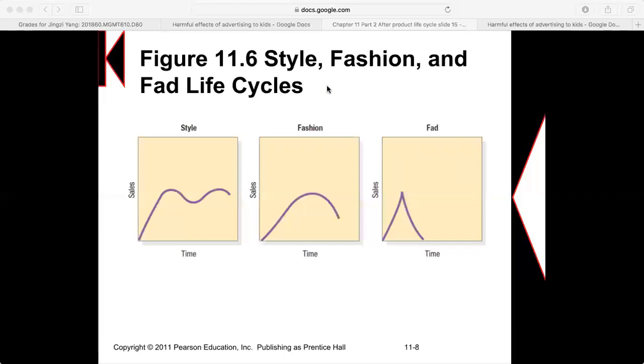In figure 11.6, we will cover style, fashion, and fad lifecycles. We need to distinguish these three typical categories of product lifecycle. A style is a basic and distinctive mode of expression appearing in a field of human endeavor. Styles appear in homes, clothing, business casual, and art. A style can last for generations and go in and out. A fashion is a currently accepted or popular style in a given field.